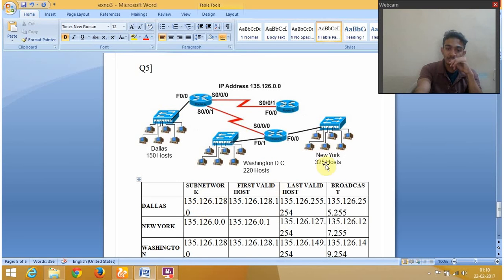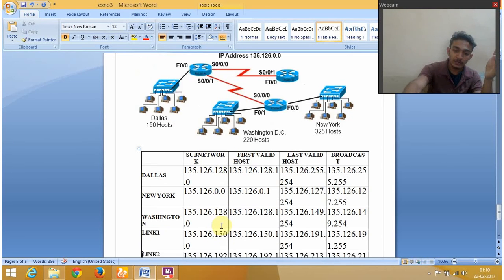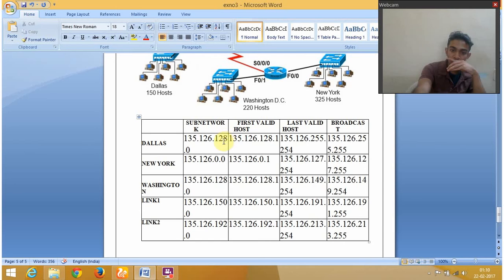For Dallas, which has a large number of hosts, and for New York, which has a large number of 325, I've given one part alone. That's the 20.0 block. And for the other one, Dallas, I gave 128.0. The remaining, from this 128.0, I cut using subnetting and gave to Washington as well as link 1, and the other one I have given to link 2. That's it. That's all about subnetting.